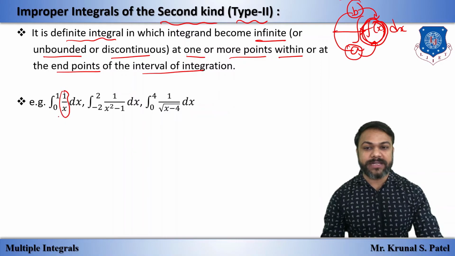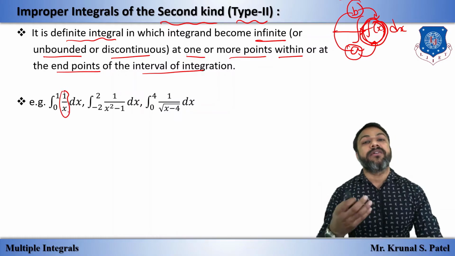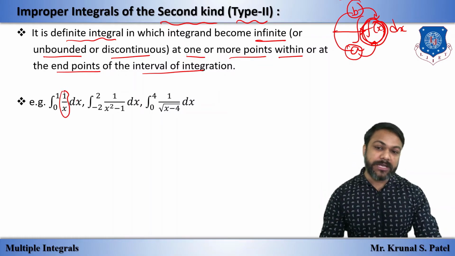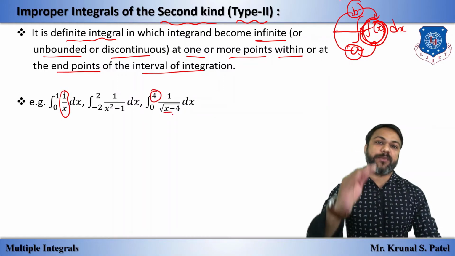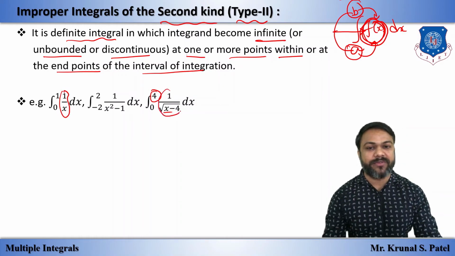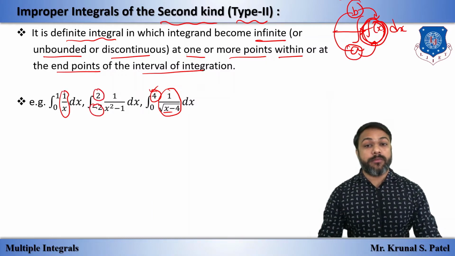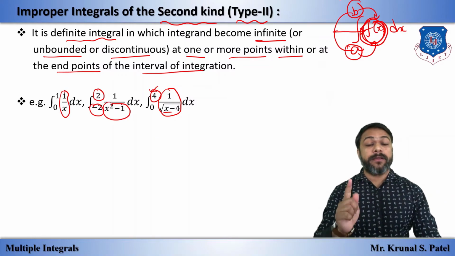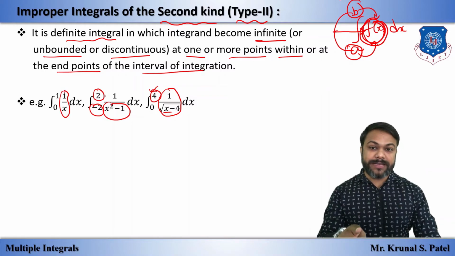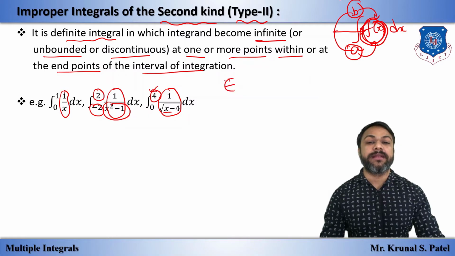Here the limit of this integration is not infinity, but this function becomes infinite. Infinite means we can say unbounded or discontinuous. Now here you can see, if I put 4 here, 4 minus 4 is 0, and 1 upon 0 means infinite. So this function becomes infinite at this point. Now we have one example, 2 and minus 2: at both limit values, this function is not infinite. But if I put 1 or minus 1, then this function becomes infinite, and 1 and minus 1 lie between minus 2 and 2.